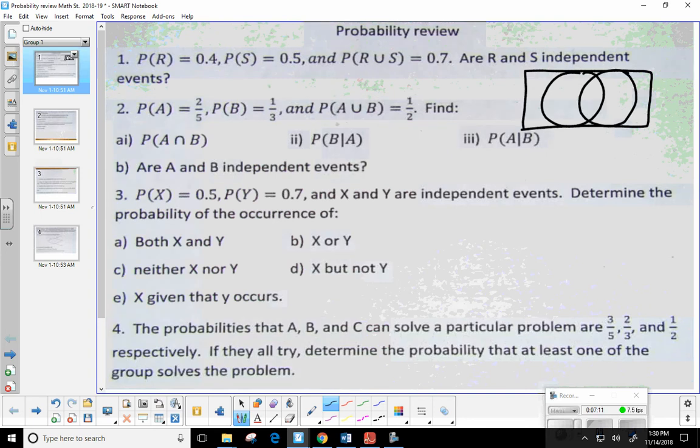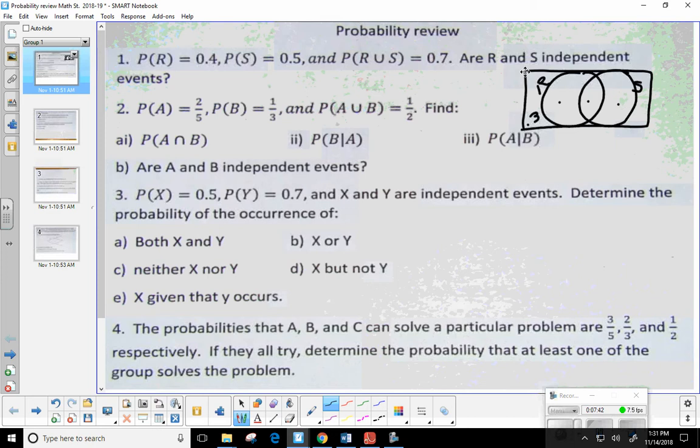So let's see. Let's say this is R, this is S. Of course, the universe would be 1. Now, we know that the union of both is going to be 0.7, right? So that means somewhere in the rectangle, we have 0.3 that's not going to be occurring. Okay. So if I add all 3 parts, I should be getting 0.7. So how is that going to help me find one specific event or even the intersection?